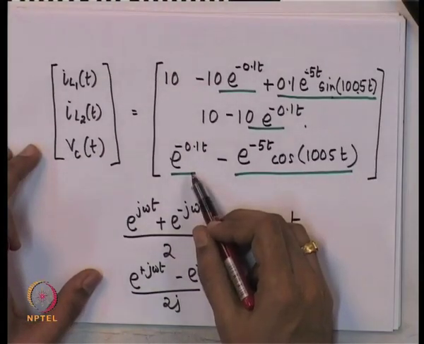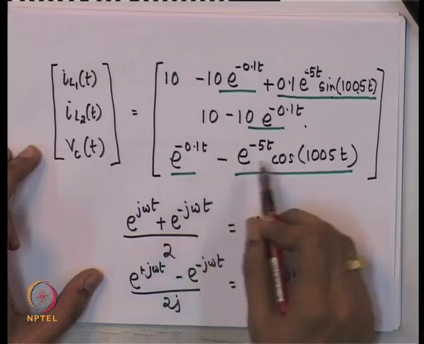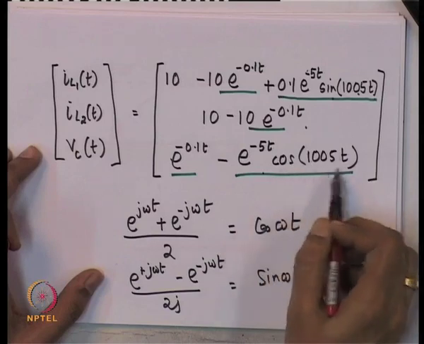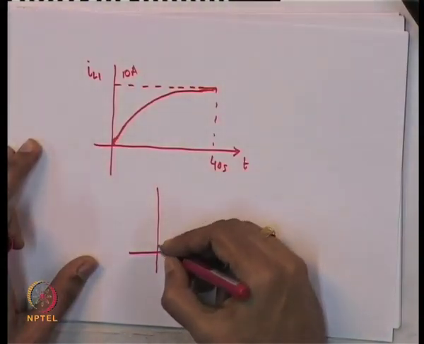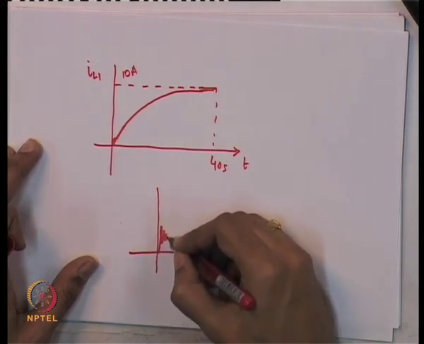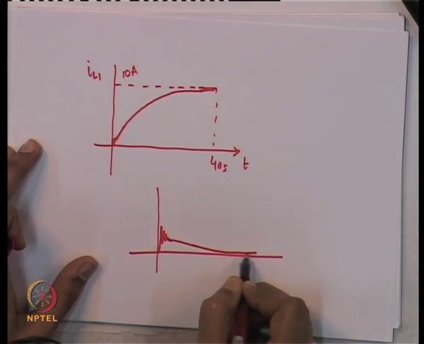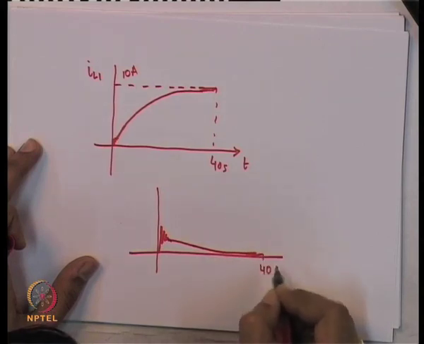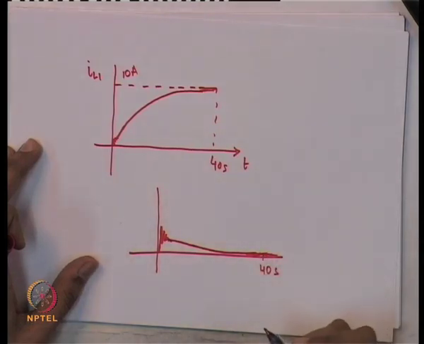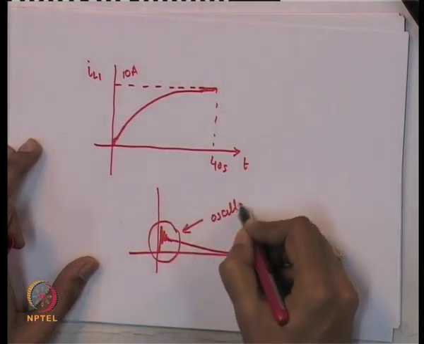And VC is interesting. You look at how VC looks. It consists of this as well as this. So, what it has here is an exponentially decaying component as well as a decaying oscillatory component of high frequency. So, what you are likely to find is something of this kind. Roughly around 40 seconds, it will become a very small value. And in the beginning, there is an oscillatory component.